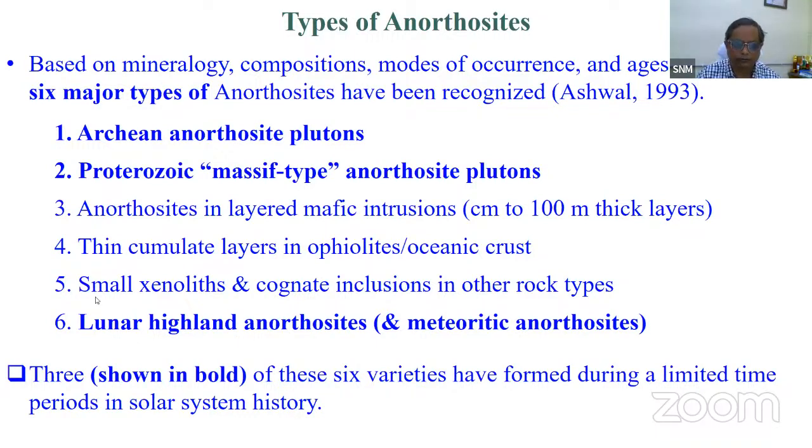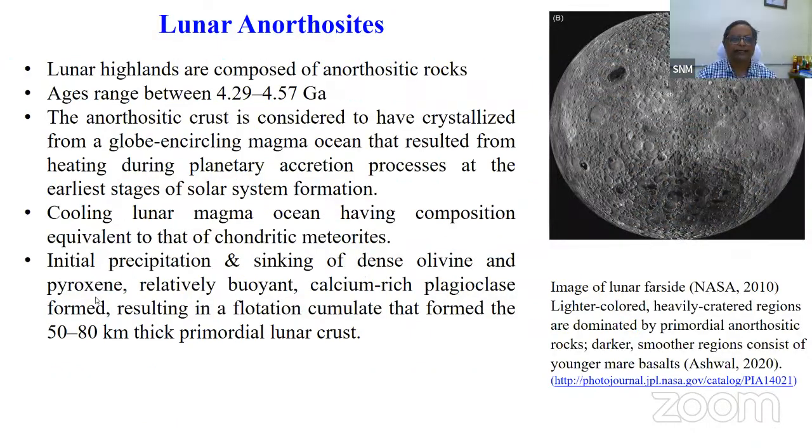Now, very briefly, I would like to touch on the lunar anorthosite. The samples have been collected and dated to be between 4.3 and 4.6 gigaannum. As you can see in this picture, the far side of the moon taken by NASA, the lighter-colored, heavily cratered highlands are dominated by anorthositic rocks.